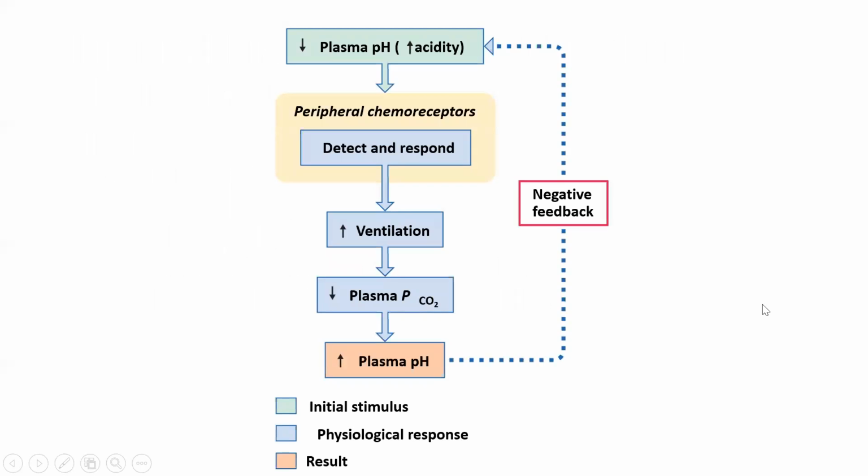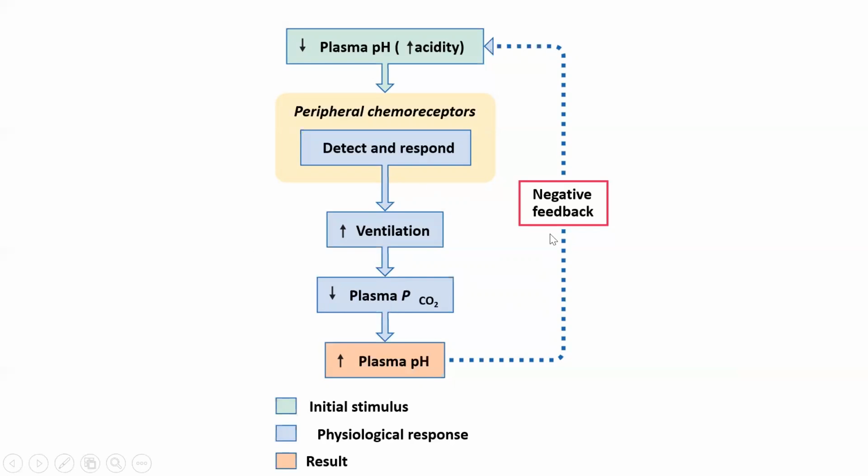Okay, so let's look at a flow chart that simplifies this here. So we have the initial stimulus being a decrease in plasma pH, which is increased acidity or excess hydrogen ions. And I always mix those two things up. So a drop in pH is excess acid or excess hydrogen ions.